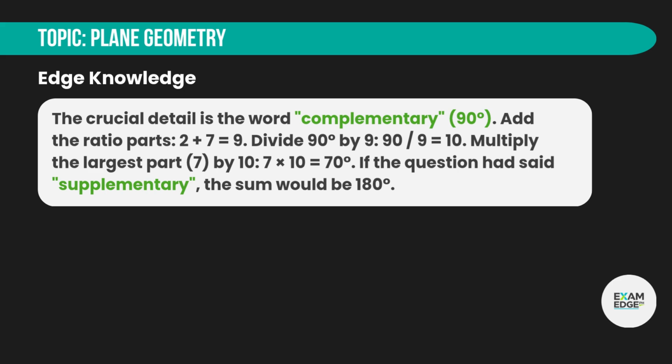Add the ratio parts. 2 plus 7 equals 9. Divide 90 degrees by 9. 90 divided by 9 equals 10. Multiply the largest part, 7, by 10. 7 times 10 equals 70 degrees. If the question had said supplementary, the sum would be 180 degrees.